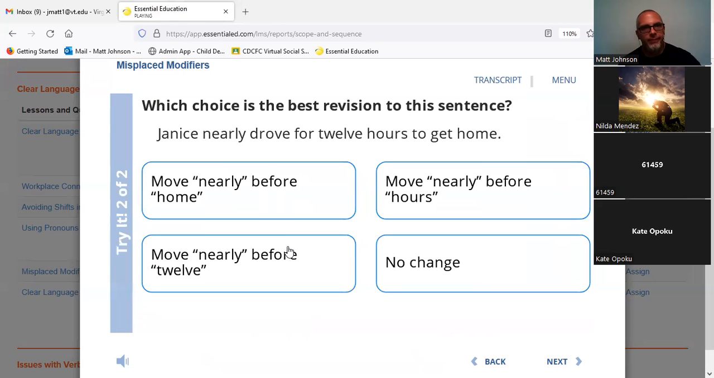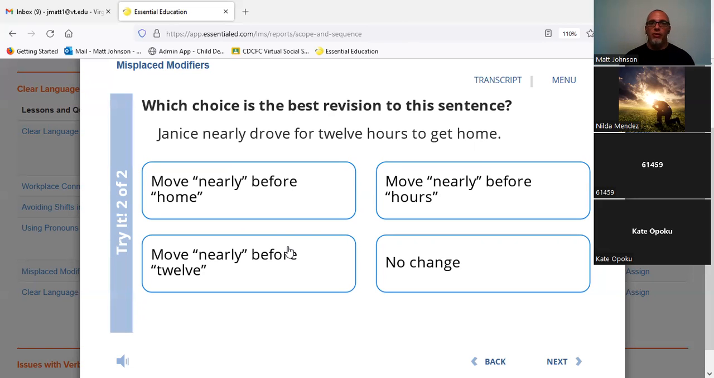Try fixing the placement of a modifying word. Which choice is the best revision to this sentence? Janice nearly drove for 12 hours to get home. The way that reads, it sounds like Janice almost drove, like she almost got in the car and drove 12 hours. She nearly made it to her car to drive 12 hours. When what we want to modify is the fact that she drove 12 hours, close to 12 hours.